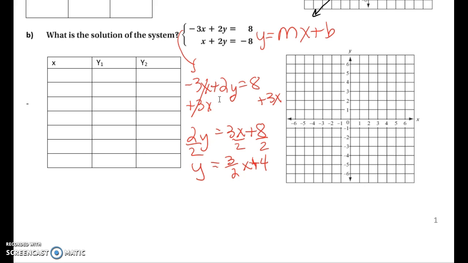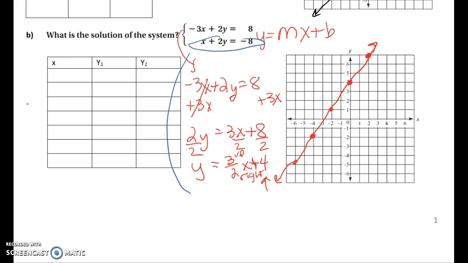So let's graph this. The y-intercept is 4, so I'm going to plot a dot at 4. The slope is up 3 over 2, or right 2. So I'm going to go up 3, right 2. I can't do it again because I'll go off the graph, but I can go backwards. Down 3, left 2. Down 3, left 2. Down 3, left 2. Connect your dots in a nice straight line. Now you want to do the same thing with the second line.